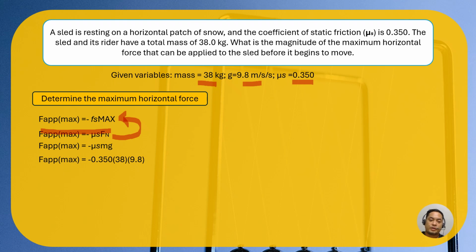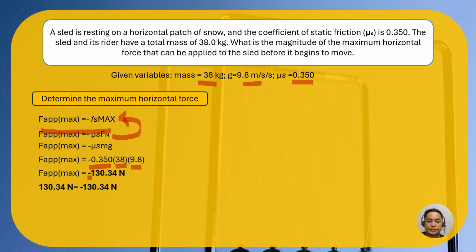And we will input our given here. We have the coefficient of static friction. We have 38, the mass of the sled and the rider. And we have 9.8 gravity. And it will give us a product of negative 130.34. Again, negative here is direction. It is not a lesser magnitude or lesser number, it's just the direction. Negative means going to the left, opposing the applied force. So our applied force maximum is the same as our Fs max.